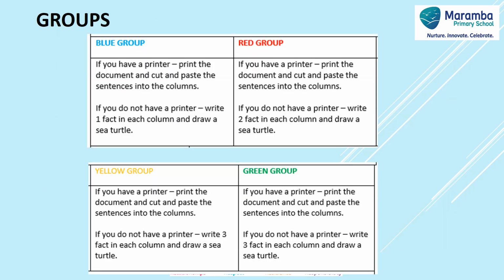So, if you are in blue group, you'll be writing one fact in each column and drawing a lovely picture of a sea turtle. Red group will be trying to do 2 facts in each column, and yellow and green group will be doing 3 or perhaps challenging themselves to do more than 3 in each column and drawing a sea turtle.